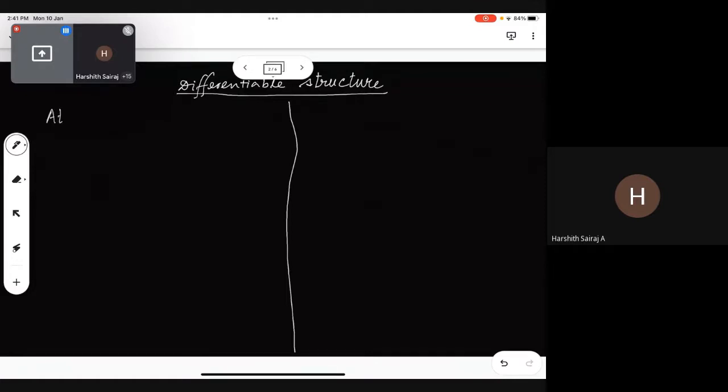So we had this, the definition of atlas. So can you remind me what is the definition of atlas? What was the condition? It was a collection of charts such that the open sets cover the whole space and it is pairwise C infinity compatible.